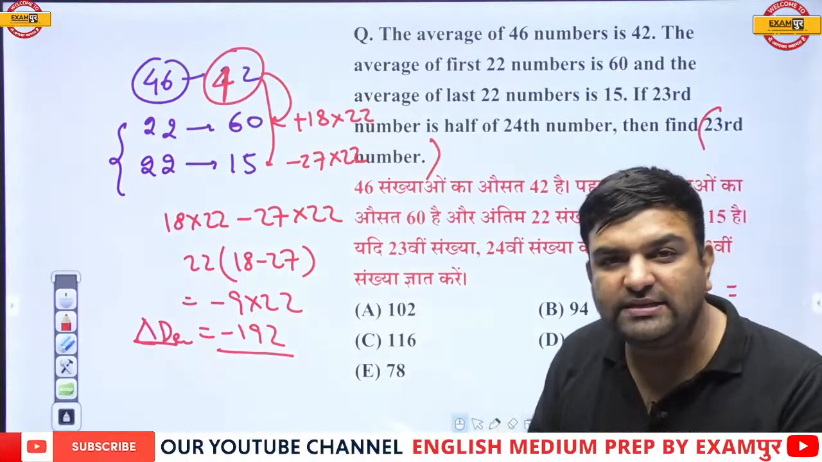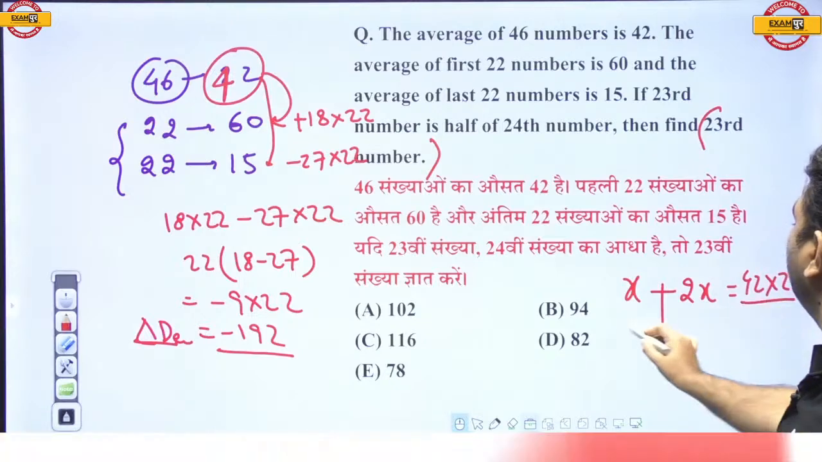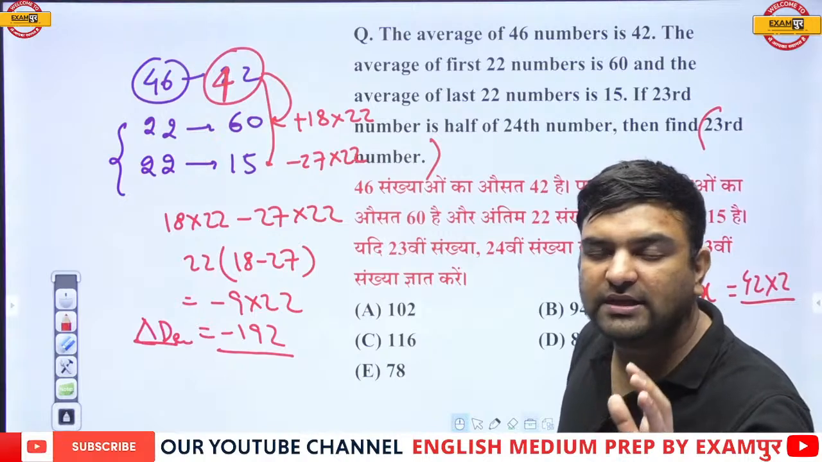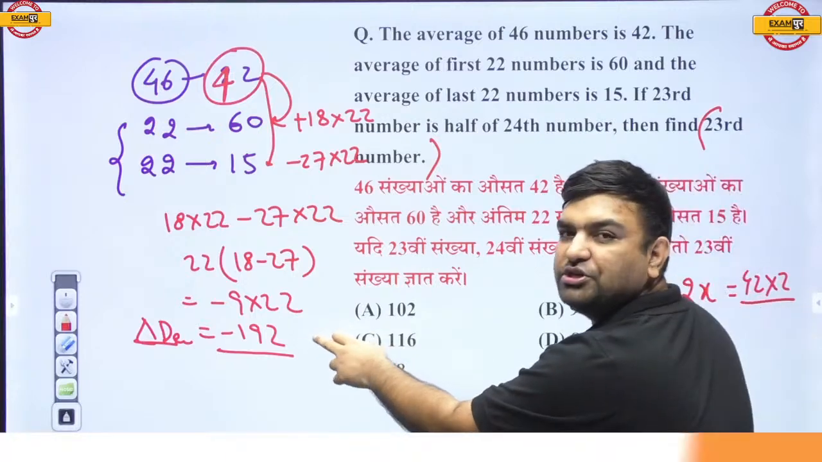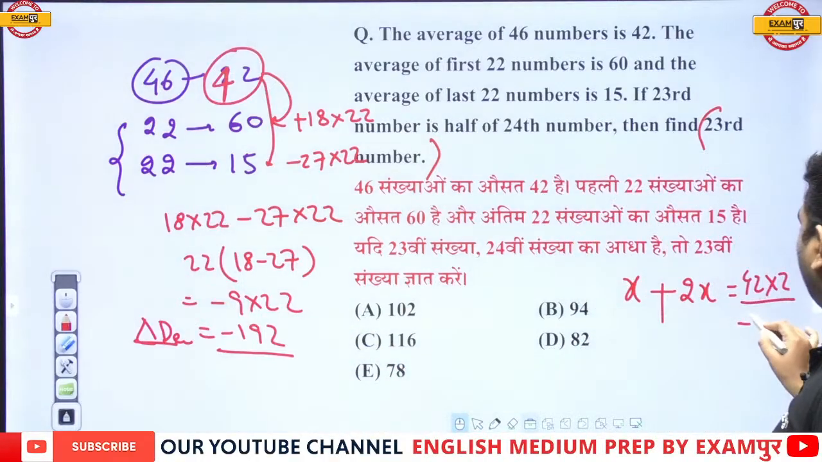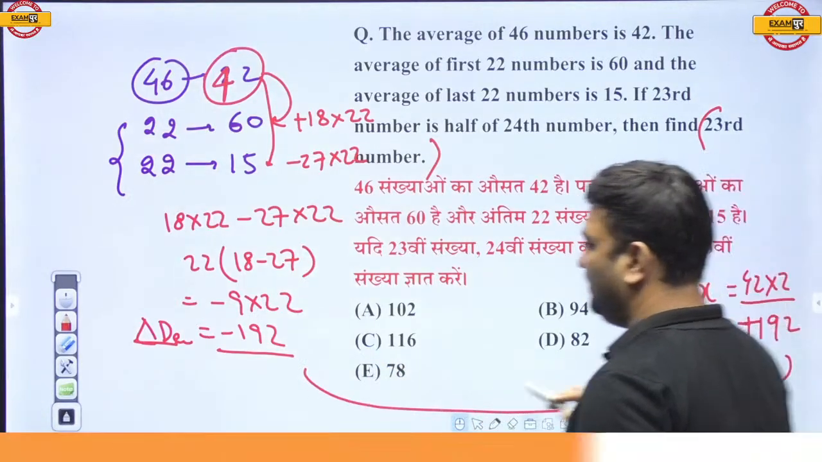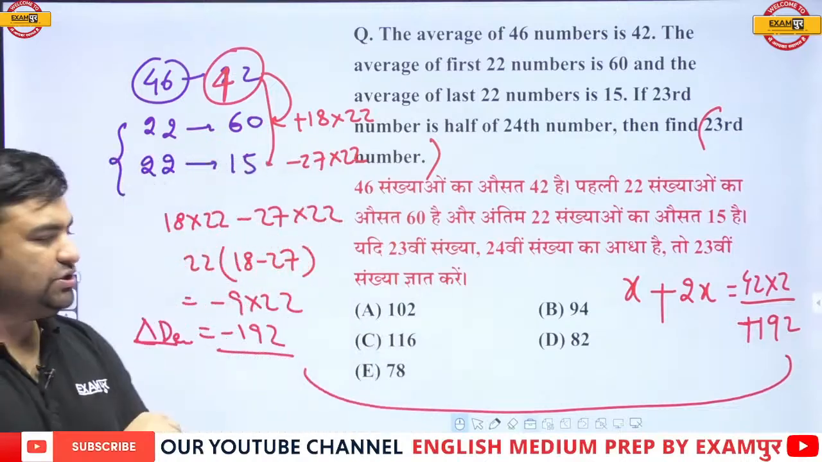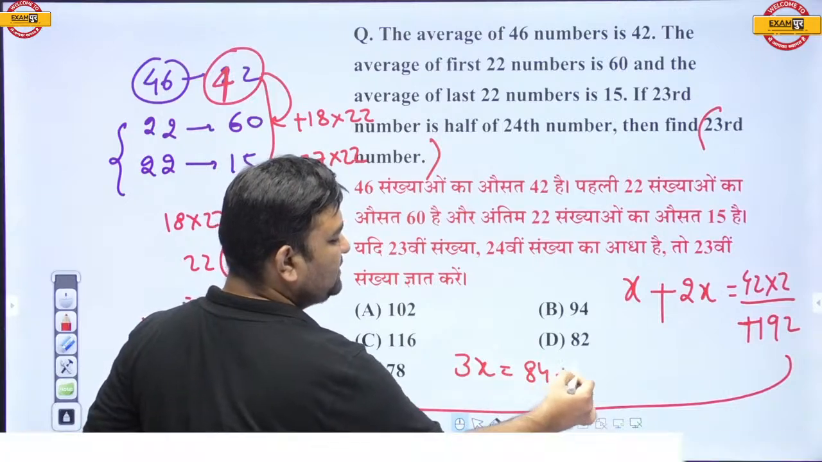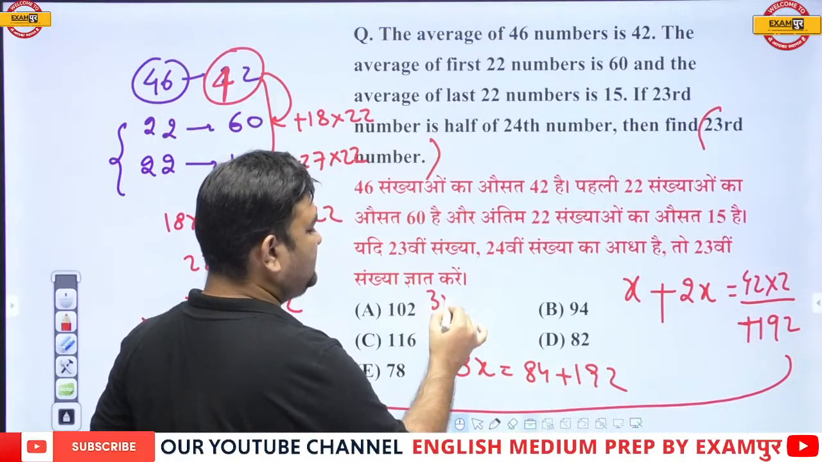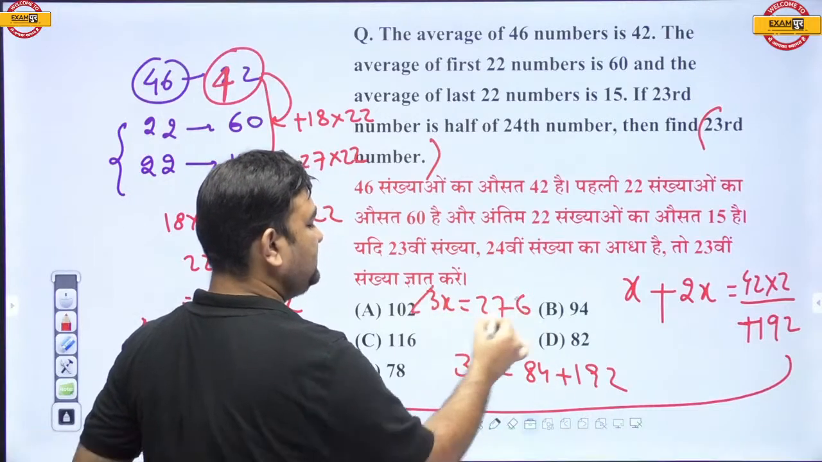What would be their average sum? Their average sum would be 42 into 2, because they are two numbers. But they also need to take care of this deviation, plus 192. They need to compensate for this deviation as well. So you will say 3x is equal to 84 plus 192. 3x is equal to 276.